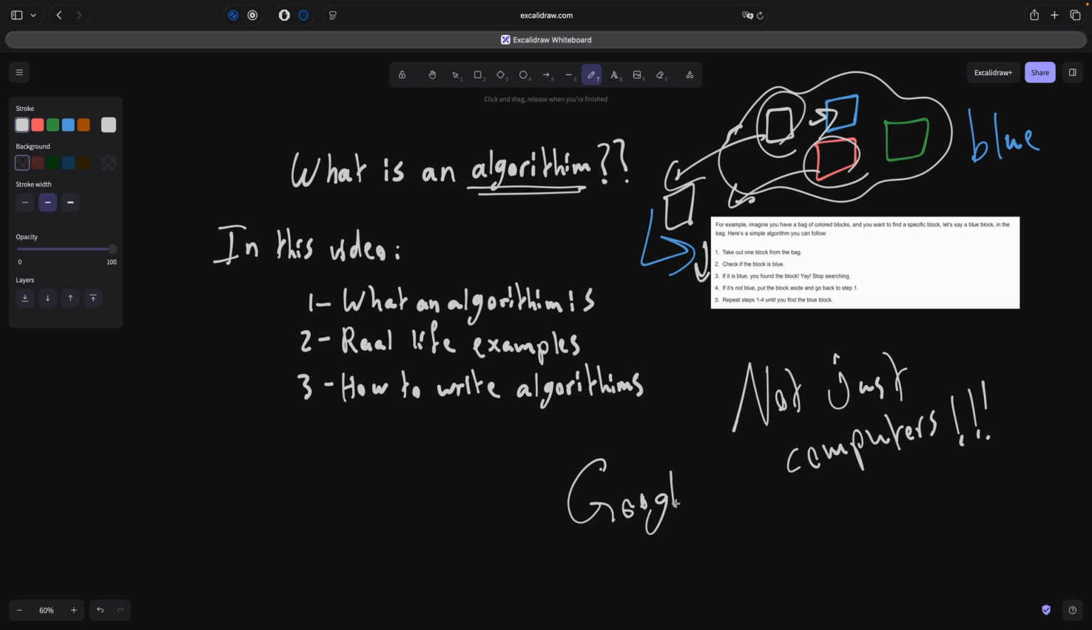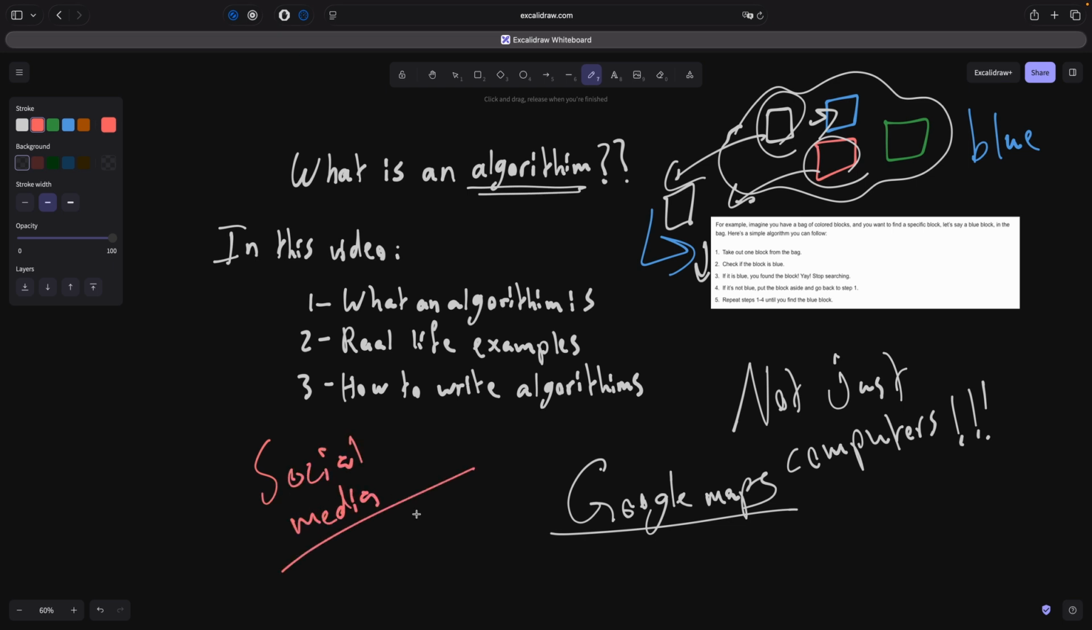Another example is Google Maps navigation. When you enter a destination, Google Maps calculates the best route behind the scenes. It uses algorithms to determine the fastest path. Social media platforms also use algorithms. For example, Instagram or TikTok algorithms decide which videos appear on your feed.